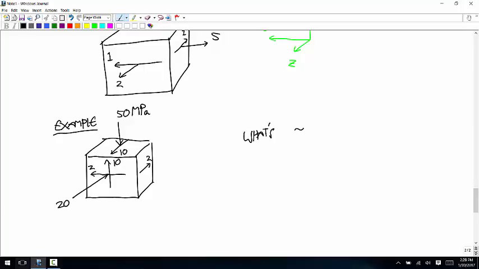So what's the stress tensor in a coordinate system rotated positive 30 degrees about the z-axis?